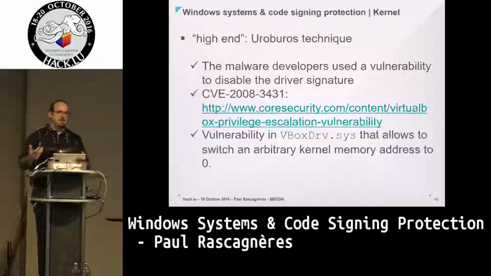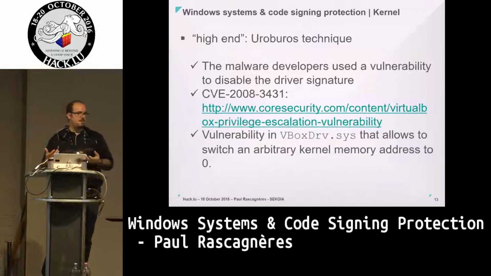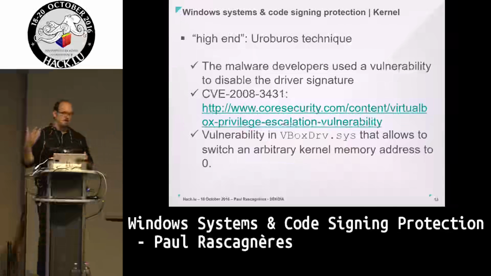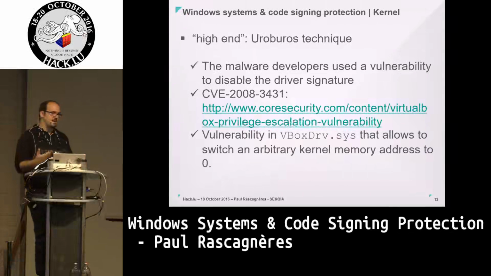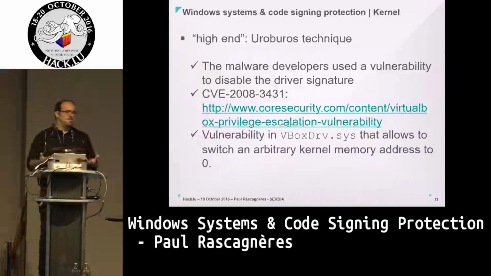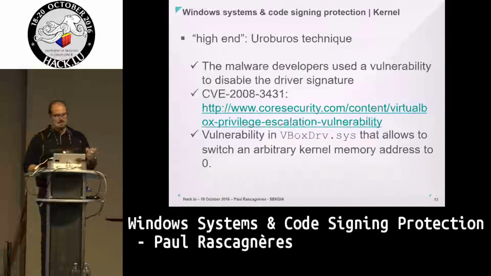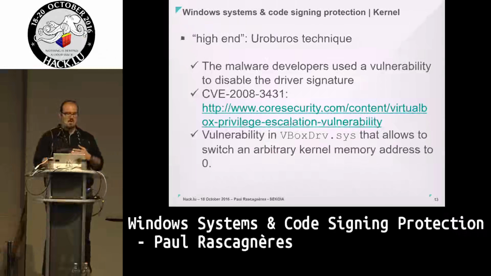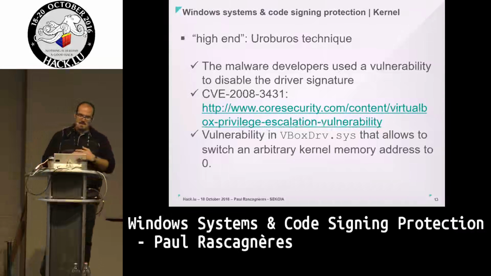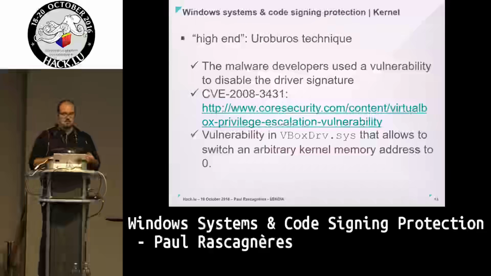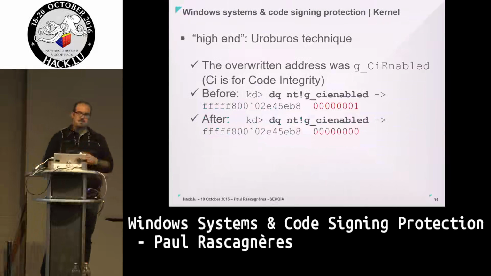They load this legitimate driver, use the vulnerability in order to switch off the signature mechanism, and once it's switched off, they simply load the malicious driver. How does it work really? In this case, the Uroboros developers chose VirtualBox, a vulnerability in VirtualBox, vbox drv.sys, and this vulnerability allows to switch an arbitrary memory address to 0. So why is it interesting for malware developers in this case?